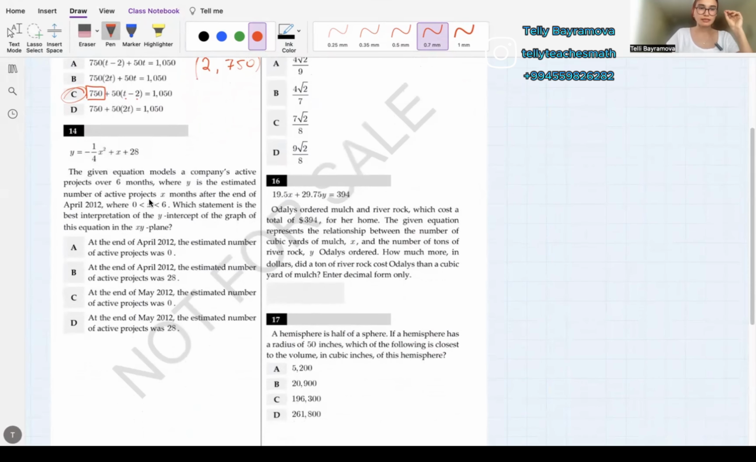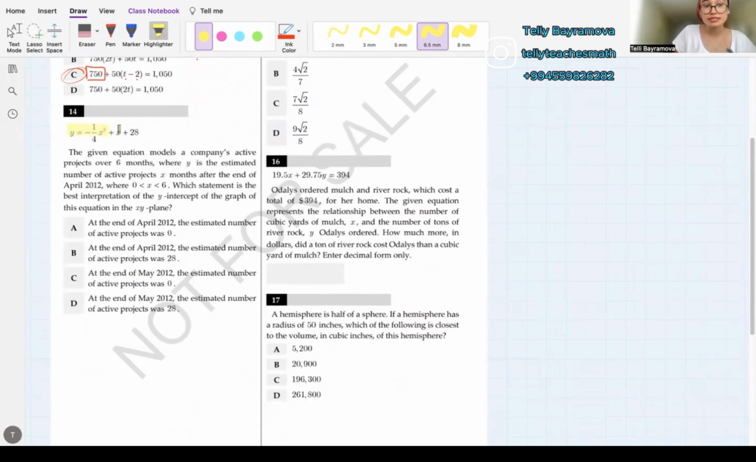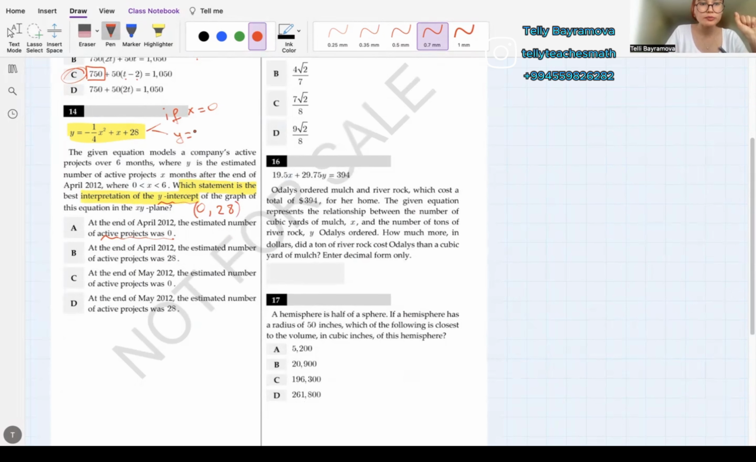Okay, this is the quadratic function. Again, if you see the equation, just look at which statement is best for the y-intercept. Y-intercept means that x equals 0: the initial, starting, beginning value, okay? At the end of 2012, the estimated number of active projects was 0. Let's say the y-intercept is (0, 28). It means that if x equals 0, then y will be 28.